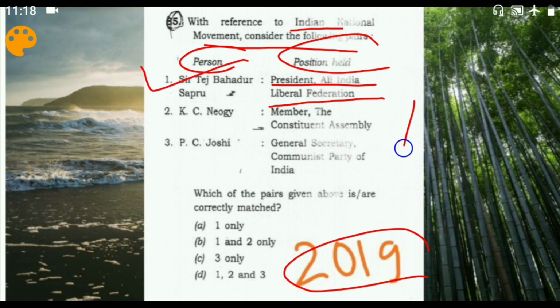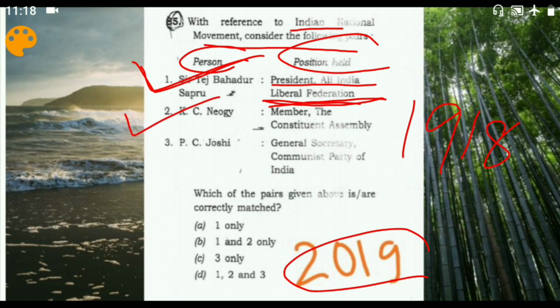Let's have a background. Around 1918, there was a strong conflict between moderates and extremists. So after that, the moderates tried to create their own organizations so that they could channelize their views. One of the moderates was Sir Tej Bahadur Sapru, who was leading the All India Liberal Federation.